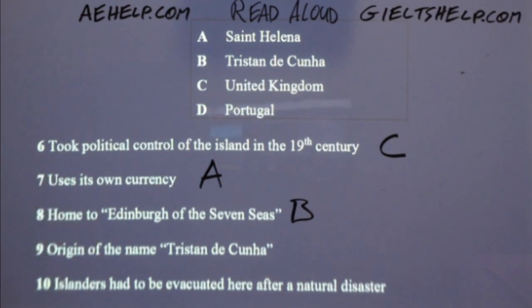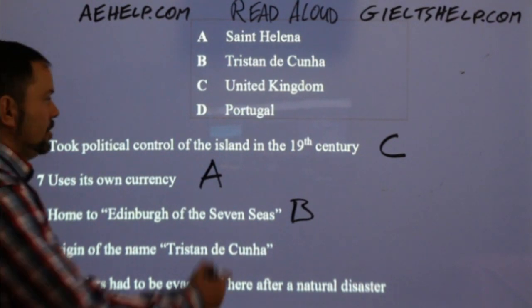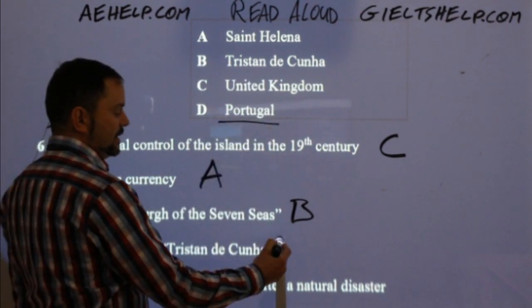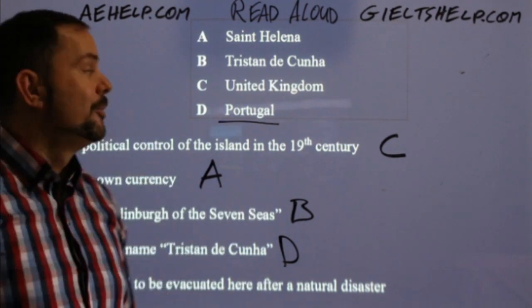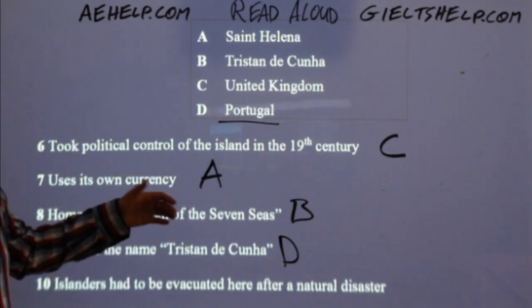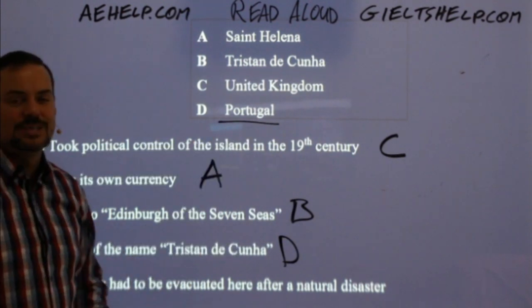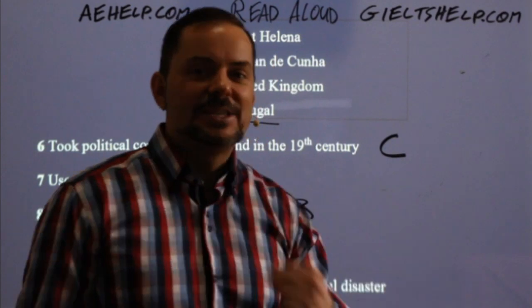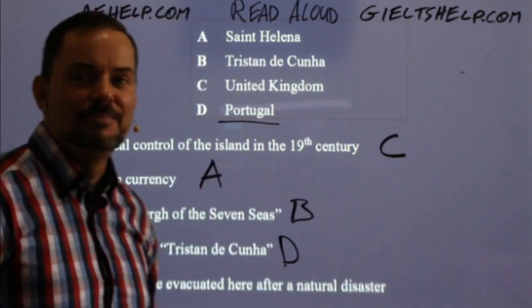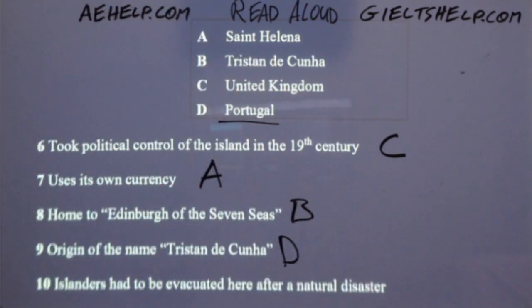Tristan da Cunha comes from, that's right, Preeti, Portugal, right? The Portuguese captain, remember? Ahoy matey. No, he wasn't a pirate. I don't know why I just said that, but anyway, he was a Portuguese captain who said, my name's Tristão da Cunha, and I'm going to call this island Tristão da Cunha. All right? So it's D. Comes from Portugal. I mean, the name, it makes sense, right?